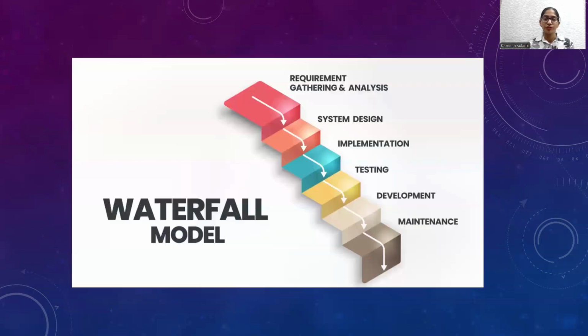This is the flowchart of a waterfall model. There are 6 phases. The first phase is requirement gathering and analysis. Next is the system design. Third, implementation. Fourth one is integration and testing. Fifth one, it is development. And sixth one is the maintenance.